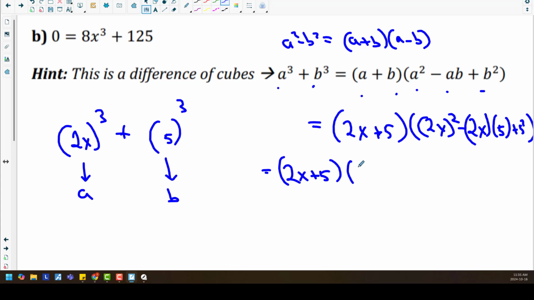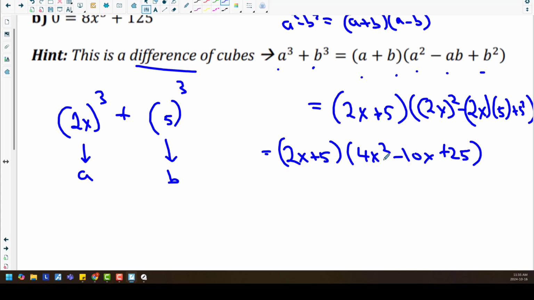And simplified, that is 2x plus 5. 2x squared is 4x squared. Don't forget to square the 2. And this becomes minus 10x, because 5 times 2. And 25. And there we have it. That is how you can use difference of squares to help you factor, or, sorry, difference of cubes, I apologize. Or sum of cubes, I guess, technically.